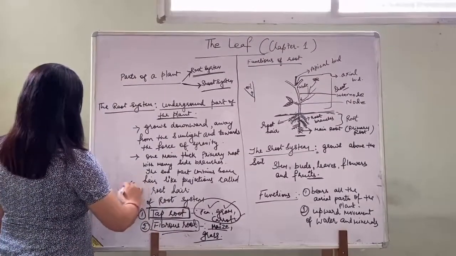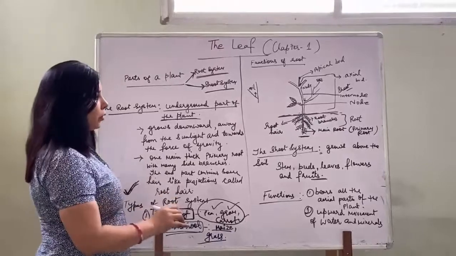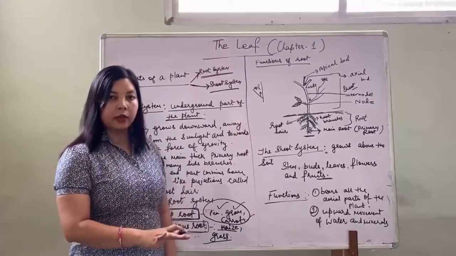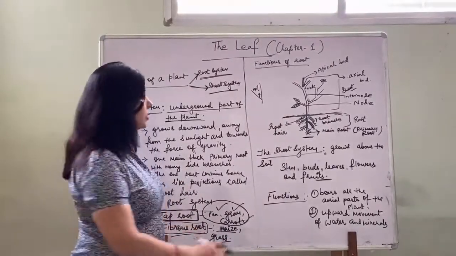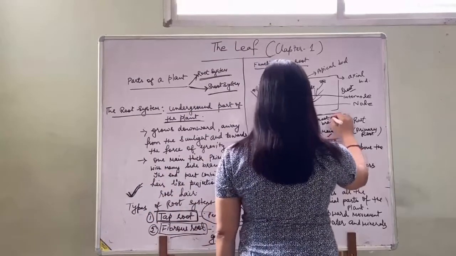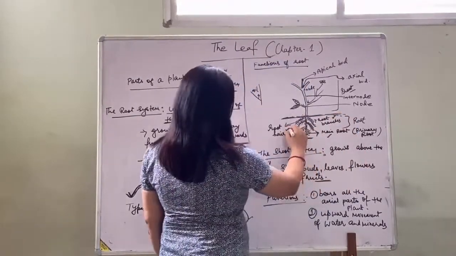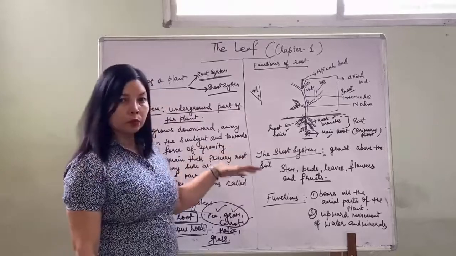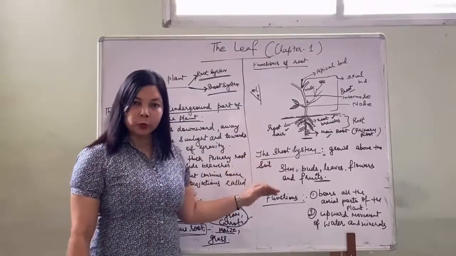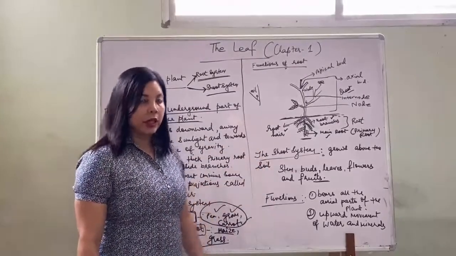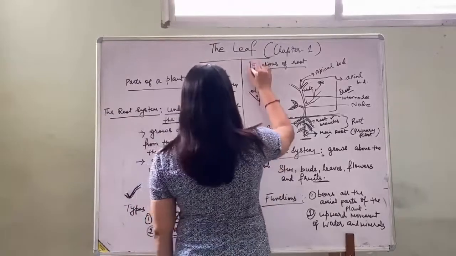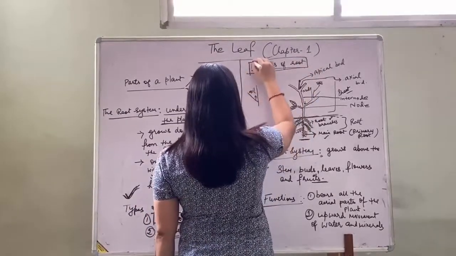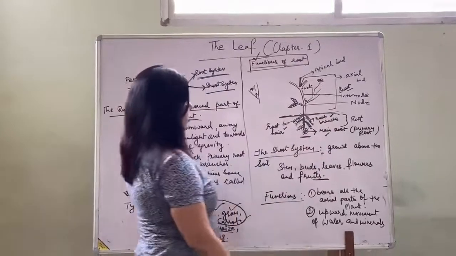So we have seen that root system of the plant lies under the ground and it contains main root, root branches and root hair, and the roots are of two types, that are tap root and fibrous root. Now let us talk about the function of the root. What is the role of root in the plants?